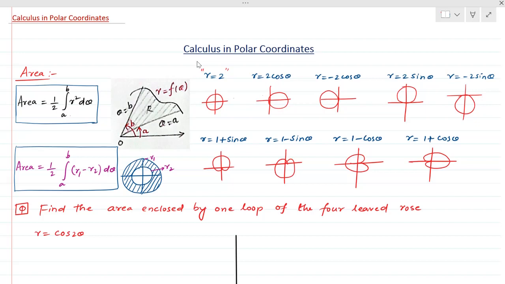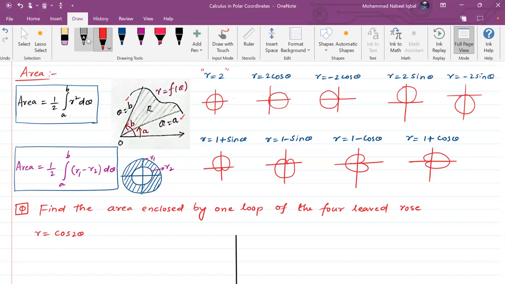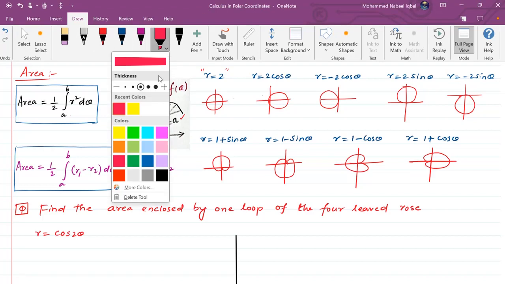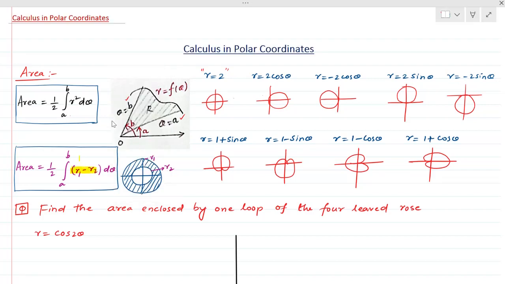To find the area of the curve between two angles, this region I want to find, the formula is half integral from a to b of r square d theta. If you have two regions and you want to calculate the area between them, then in place of r we will have r1 minus r2. This is the only difference in these two. If it is only one area, we will calculate it directly.